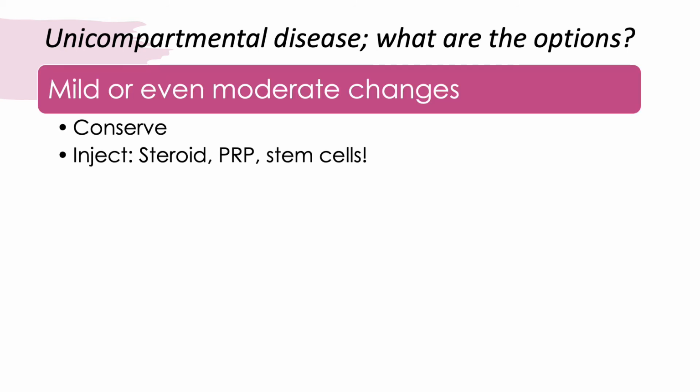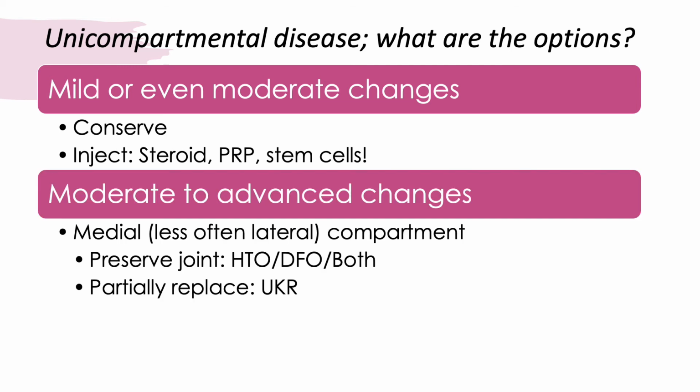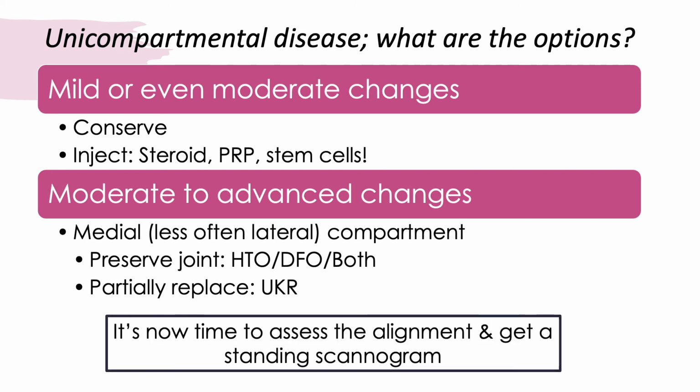So if we have unicompartmental osteoarthritis, what are the options for treatment? The first is, if we have mild or moderate changes, we may consider conservative action. Don't do anything, give physio, give rehab, sometimes injections like steroids, PRP, or stem cells. If we have somebody who has moderate to advanced changes, then we would consider doing something that would help preserve that original joint as much as possible, whether this means a realignment surgery or partially replacing the joint by a unicompartmental arthroplasty. Now when we decide that we have unicompartmental disease, we want to know the alignment of the joint, because that allows us to determine whether we are going to just change the alignment or we're actually going to have to physically change a component of the knee itself.